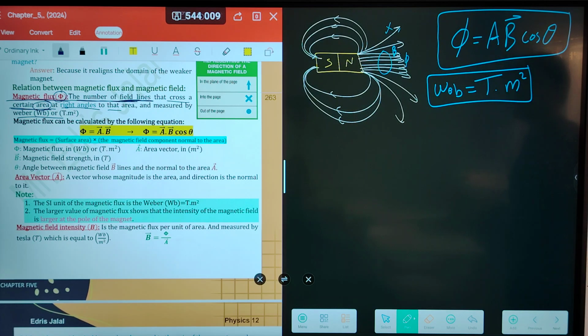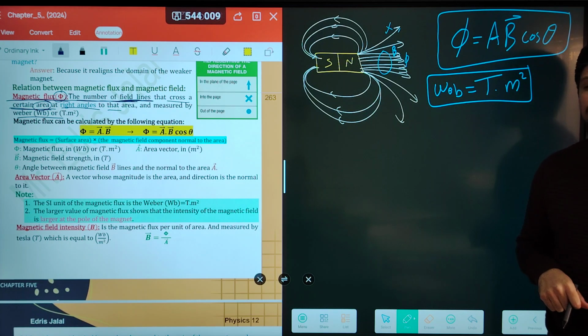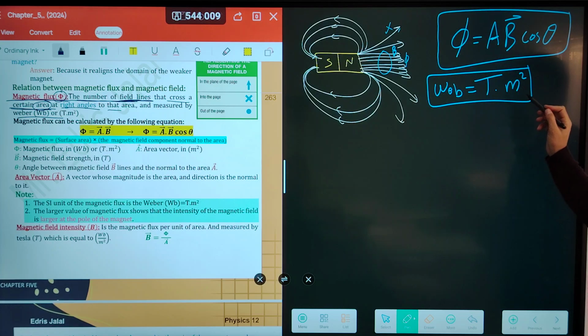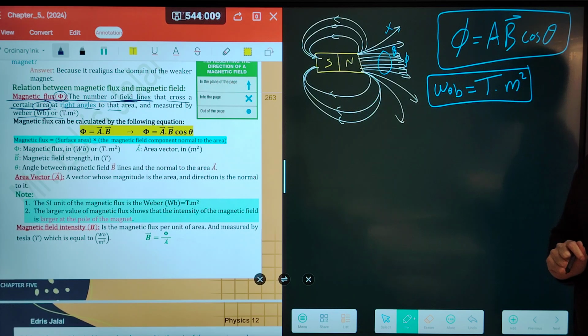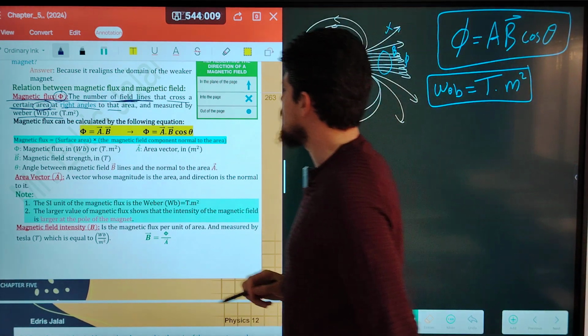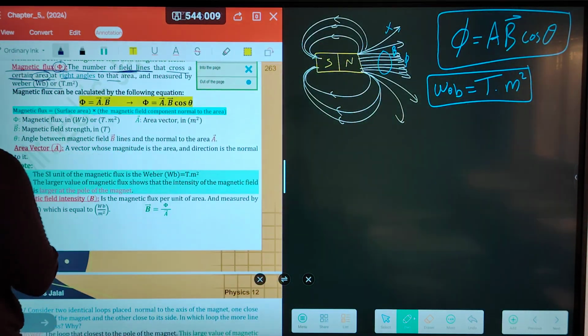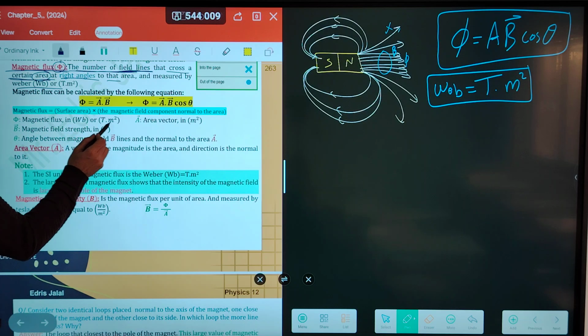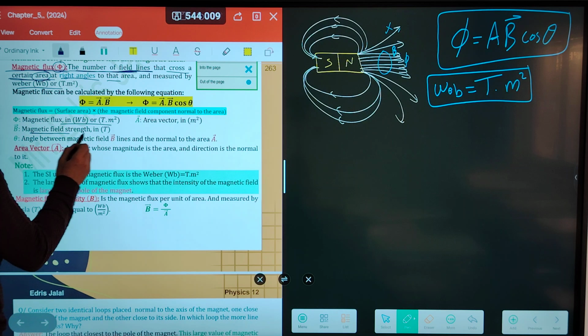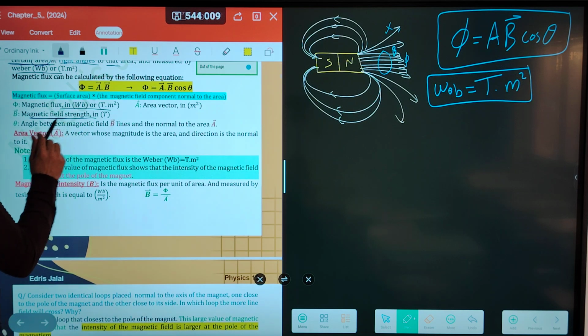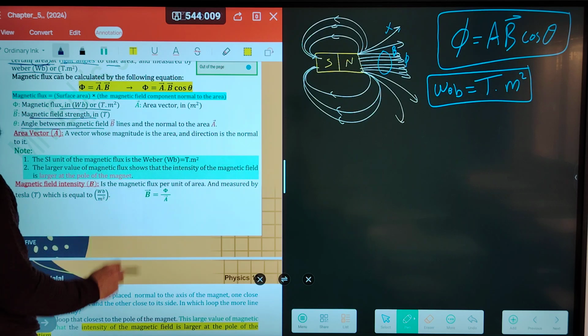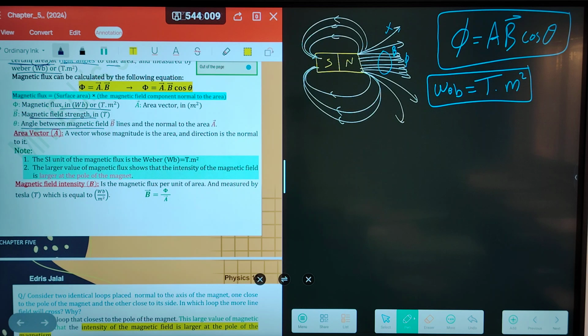Which of the following is correct to represent the unit of the magnetic flux? Weber or Tesla meter square? Both are correct. The SI unit of the flux is Weber. Its equivalent unit is Tesla meter square. Phi is magnetic flux. B is magnetic field strength, measured in Tesla. Theta is the angle between the magnetic field lines and the normal to the area.